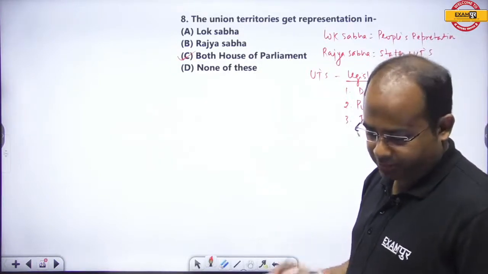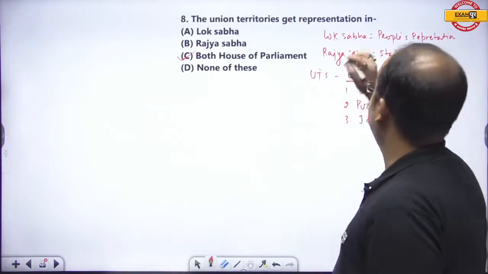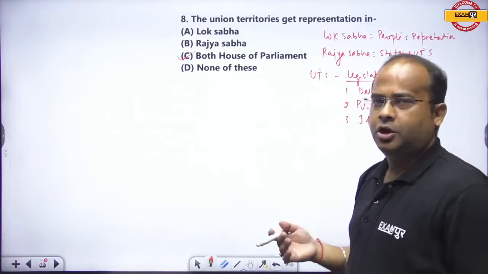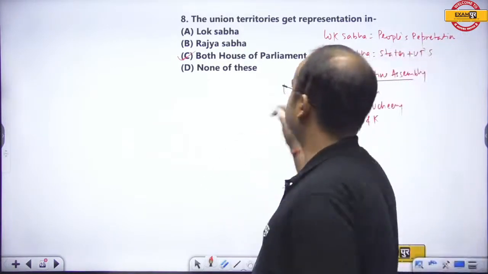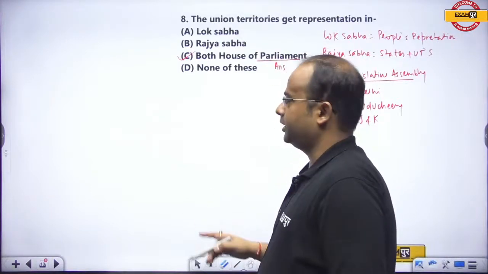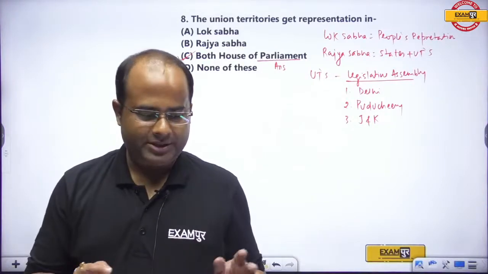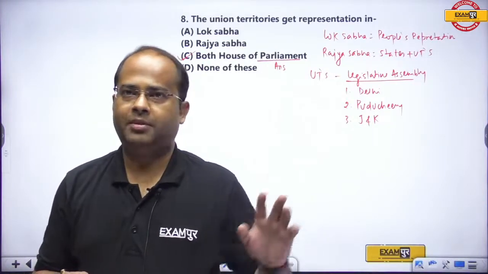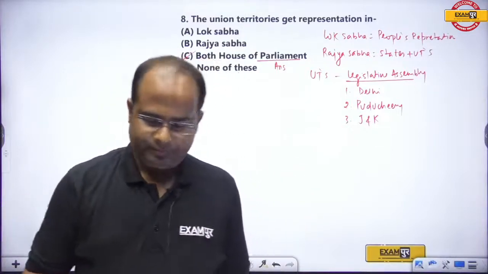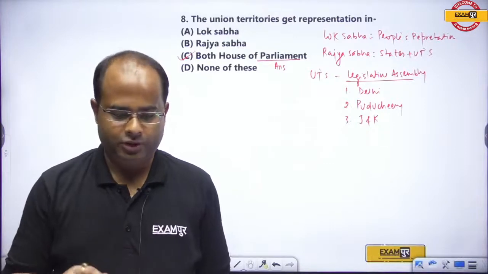So these three UTs having the legislative assembly are represented in Rajya Sabha, and people are represented in Lok Sabha. That means the people who live in union territories as well as in states, you will find their representation in both houses of parliament. So guys, the correct answer will be option C. Is that clear to all of you? These are very easy, although common confusables in the question.